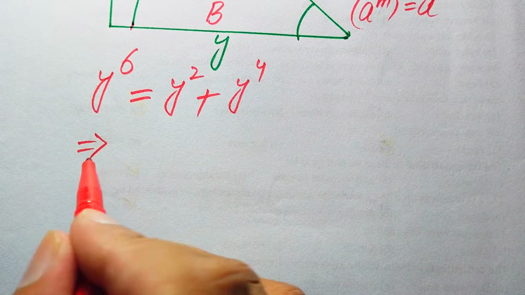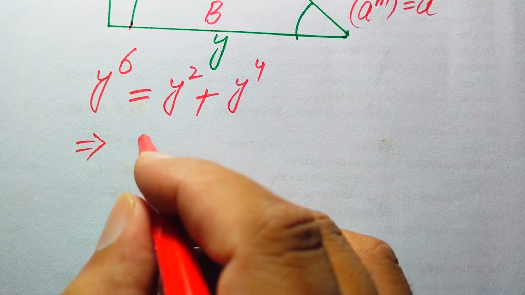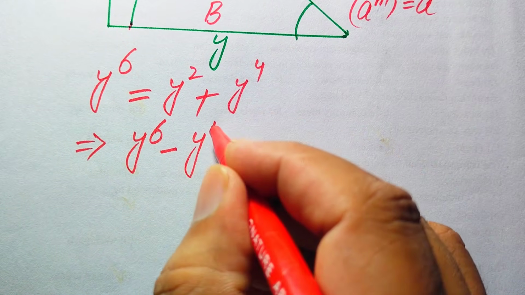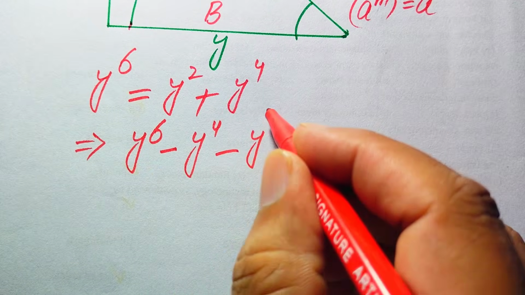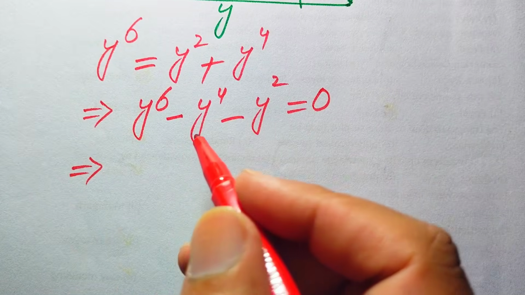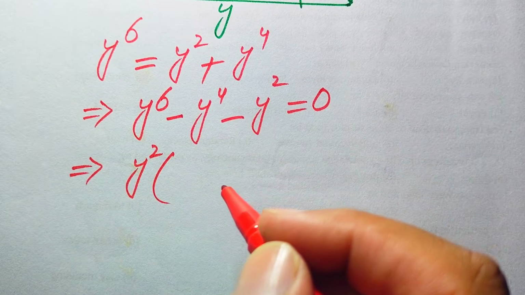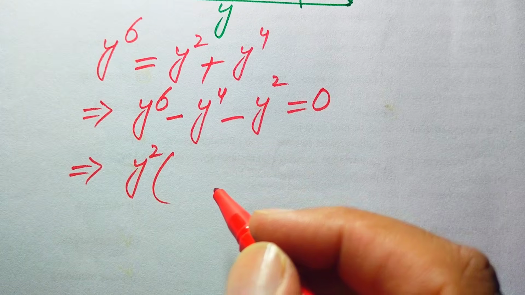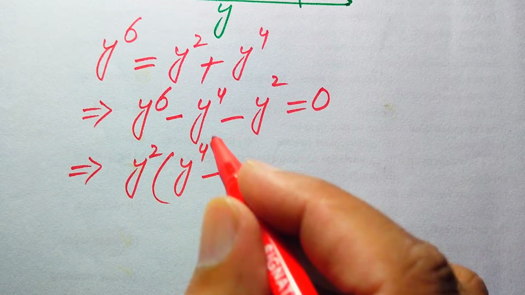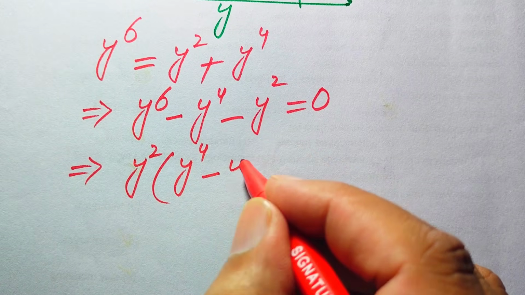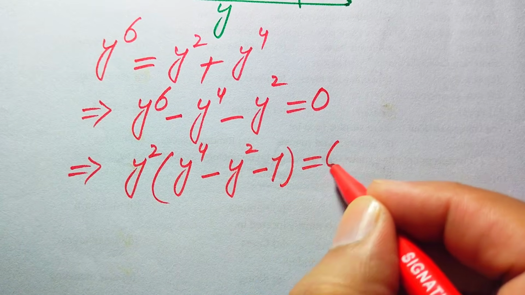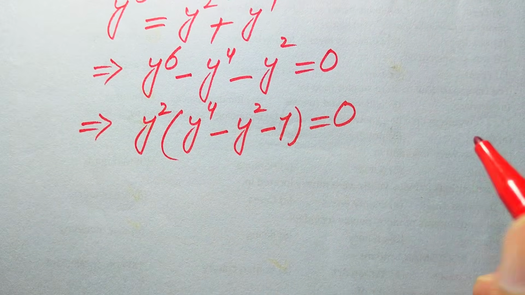And now you see we move all the terms from the right hand side to the left hand side, and we get y to the power of 6. This positive y to the power of 4 becomes negative y to the power of 4. This positive y square becomes negative y square. And now you see that each of these terms involves a y square. So we take common y square from here, and the remaining values are: y to the power of 4, then y square, and then minus 1, and this whole equation equals 0.